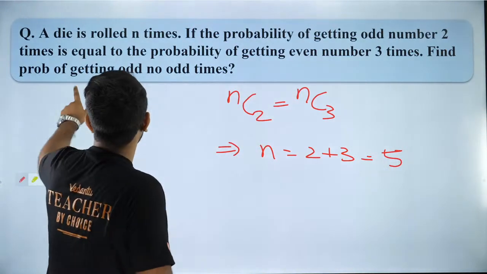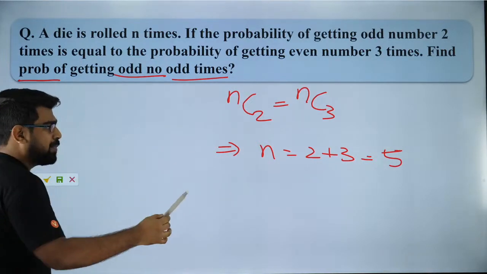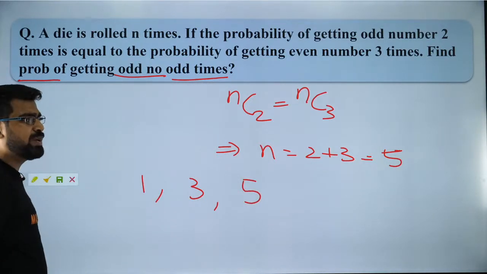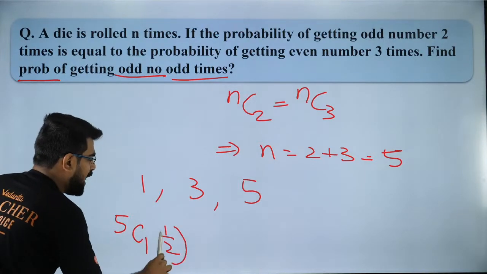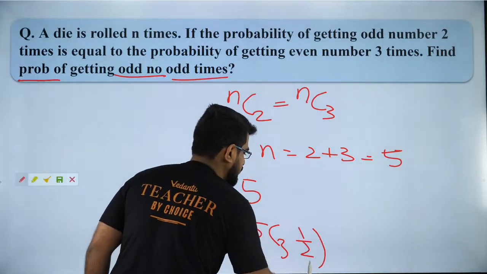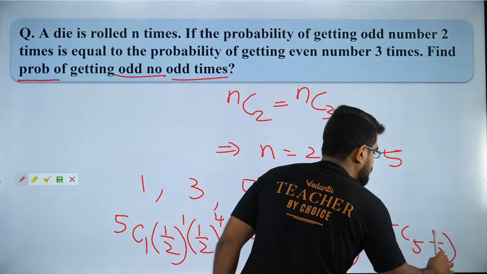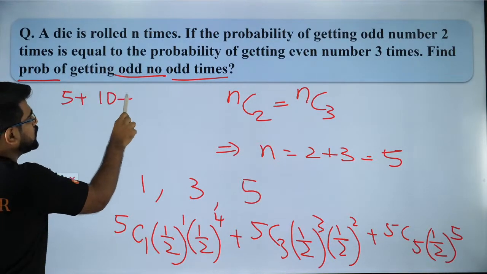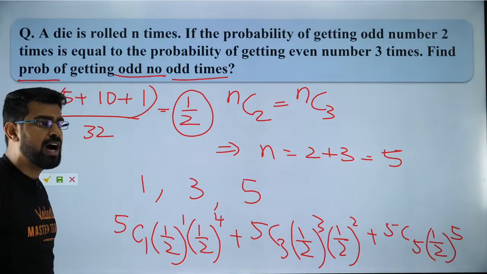Now what do you want to find? You want to find the probability of getting an odd number of times. That means 1 time or 3 times or 5 times. So 5C1 into half to the power 1 into half to the power 4 plus 5C3 into half to the power 3 into half to the power 2 plus 5C5 into half to the power 5. So if I add all of it up, what do I get? I will get 5 plus 10 plus 1 divided by 32, which will be equal to 1 by 2. That is my answer. Did you all like it?